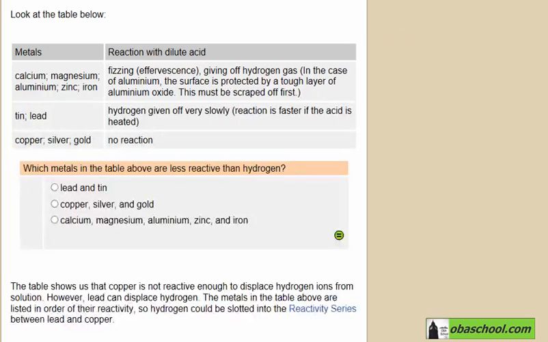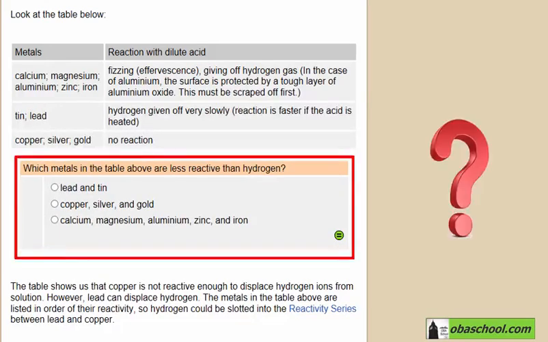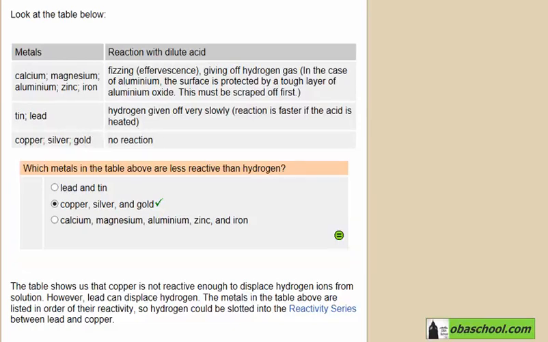From the data presented over here, which metals in the table above are less reactive than hydrogen? Excellent. Copper, silver, and gold are all less reactive than hydrogen because they cannot react with dilute acid. The table shows us that copper isn't reactive enough to displace hydrogen ions from solution. However, lead can displace hydrogen.